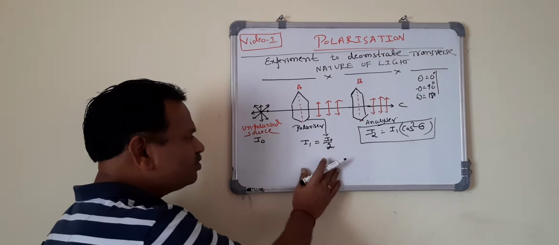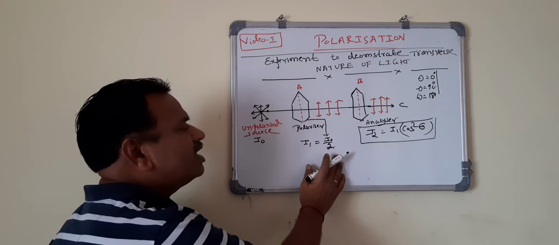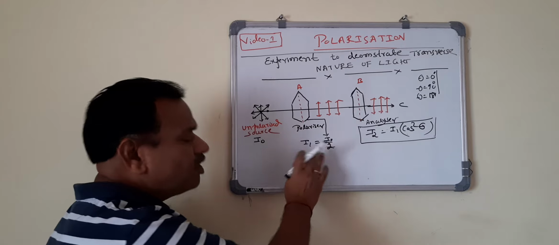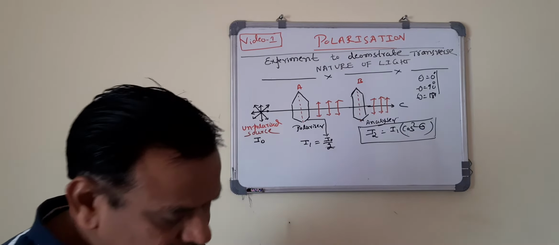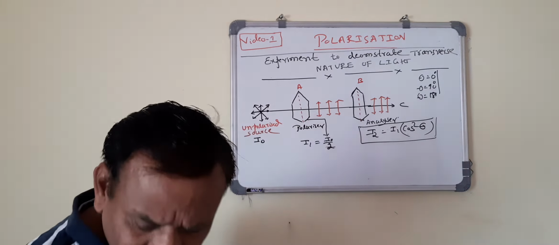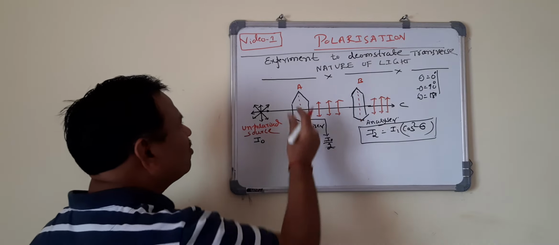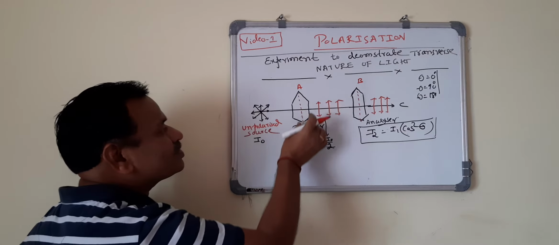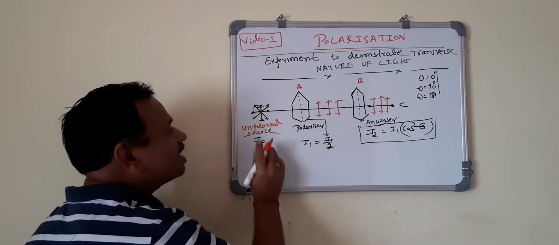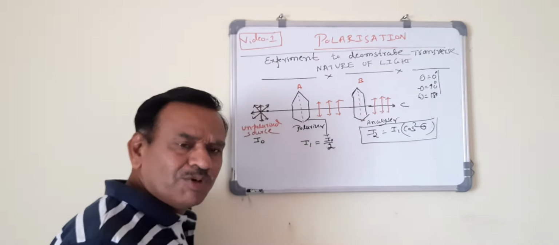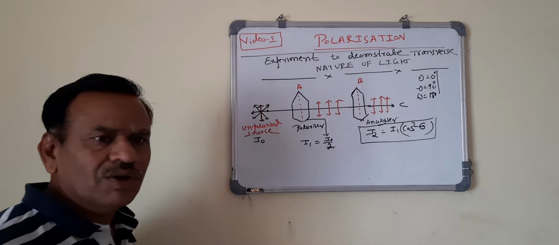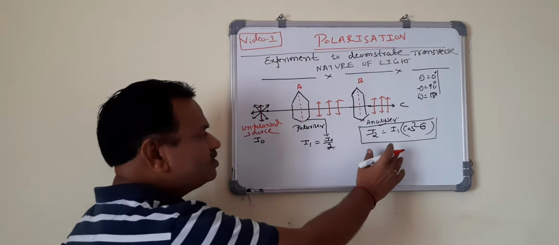Don't worry about how it comes. This I1 equal to what? I0 by 2. It is an average value. Why is the intensity reduced? Because it cuts off all the vibrations, and allows only the vibrations parallel to the plane of the crystal. It allows only this component and filters all the other components. That's why the average value I1 equals I0 divided by 2.